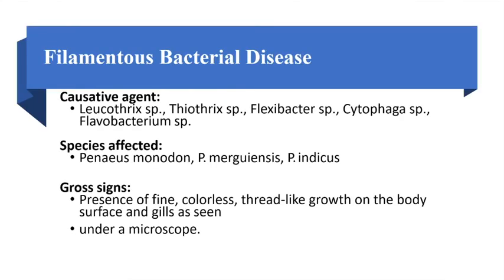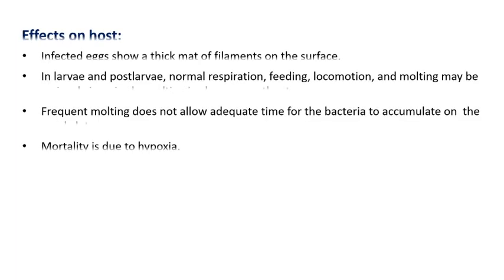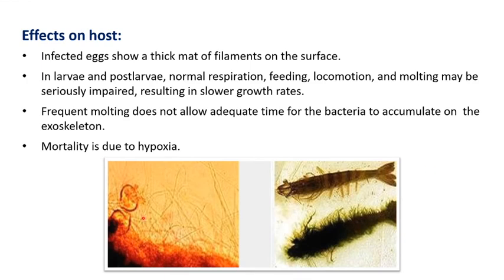Let us learn about filamentous bacterial disease. The causative agents are Leucothrix species, Thiothrix species, Flexibacteria, Cytophaga, Flavobacterium species. And the species affected are Penaeus monodon, Penaeus merguiensis and Penaeus indicus. The gross signs of filamentous bacterial diseases are presence of fine, colorless, thread-like growth on the body surface and gills, as seen in the coming images under a microscope. We can see in this image these are the filaments causing filamentous bacterial disease.